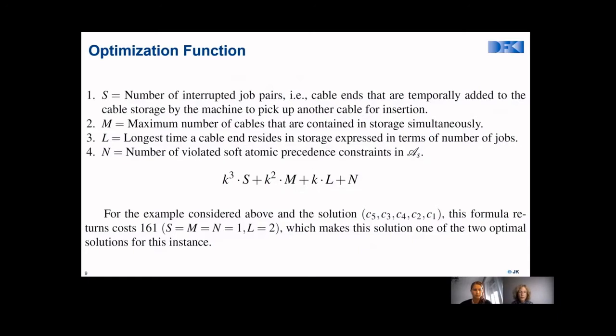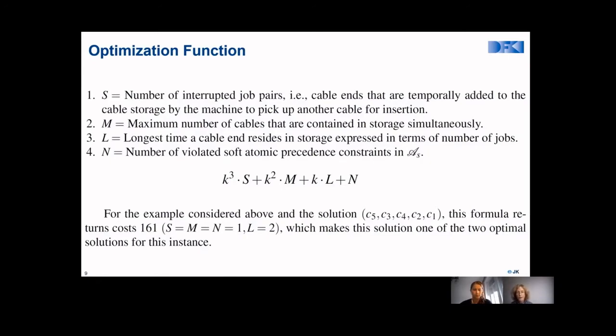In our experiments and for the benchmark set, we use a weighted sum here of different criteria. For example, we count the number of interrupted job pairs with highest weight, then followed by the maximum number of cables which are contained in the storage, the longest time a cable end resides in storage, and finally the number of violated soft atomic precedence constraints.